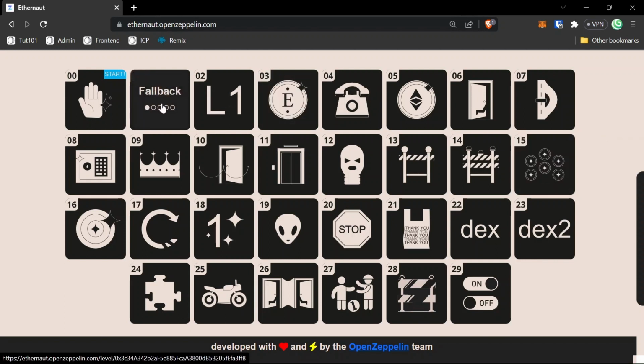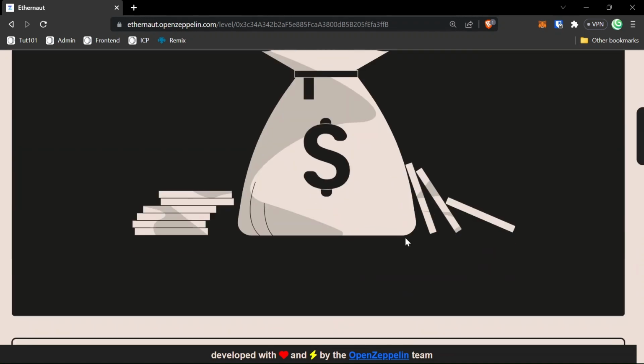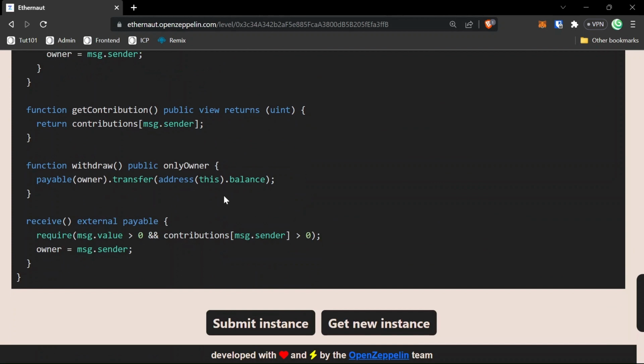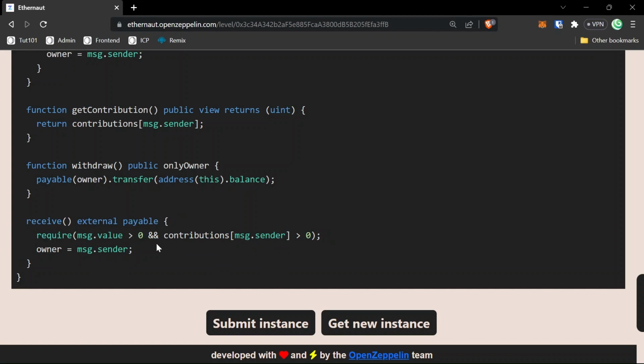And the first one is going to be Fallback. The goal of this level is to drain all the funds within this contract, and to do that, the only way is to become the owner. To become the owner, we need to call this receive function by sending our ether value here. The learning here is how to call the receive function. Personally, I solved this using Remix to send ether. You could also use Ethers.js or Web3.js via the browser console.